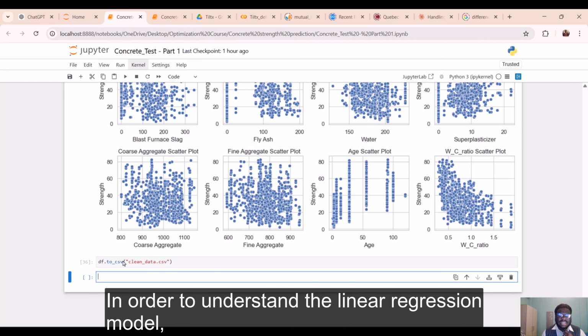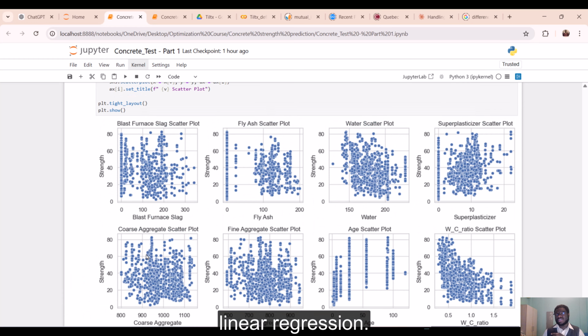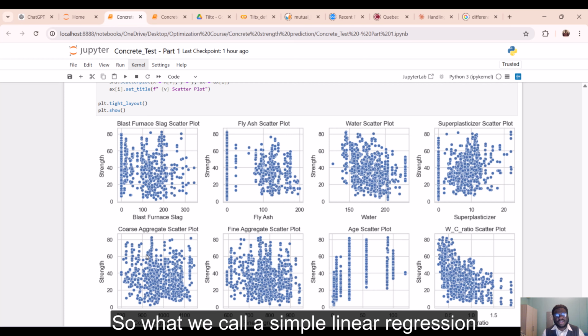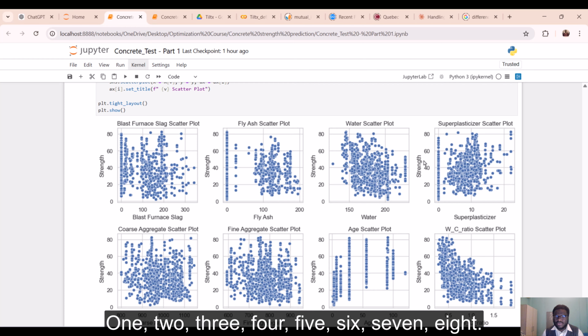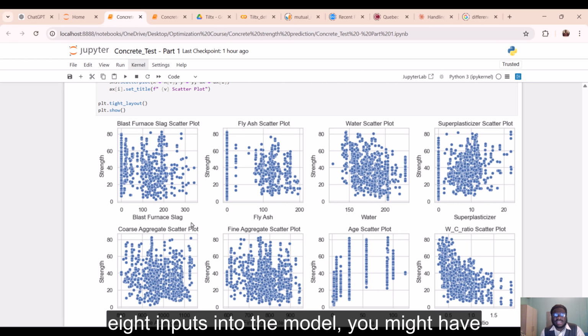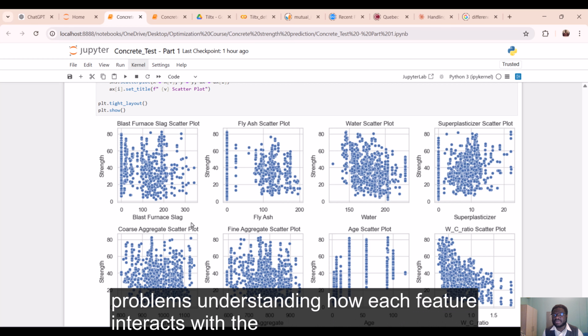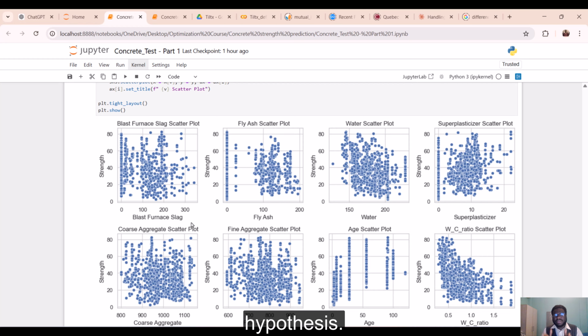In order to understand the linear regression model, the first thing I would like to do is work on simple linear regression. A simple linear regression is just a linear regression with one feature. As you know, we have 8 features in total: 1, 2, 3, 4, 5, 6, 7, 8. These are the inputs. If I put all of these 8 inputs into the model, you might have problems understanding how each feature interacts with the model, because the model is like a hypothesis. We bring in the input and it gives us the output.